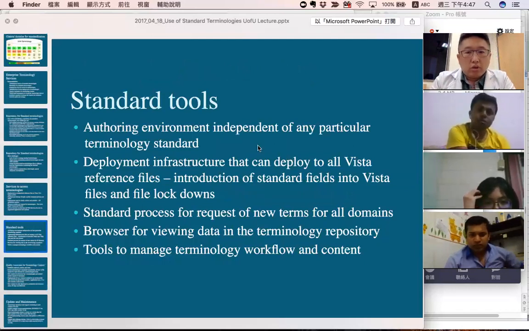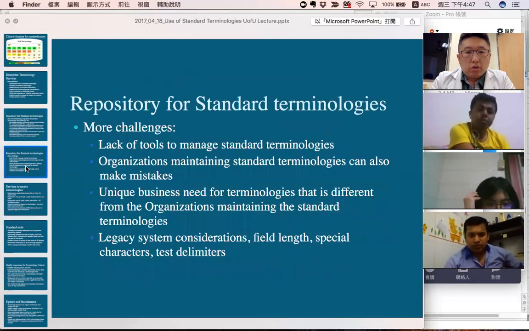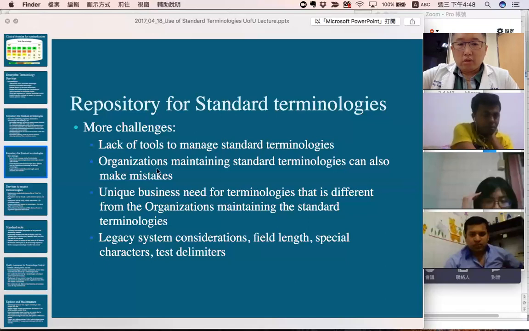Okay, so for standard terminology, I think we have already had some introduction about SNOMED, ICD-9, National Drug Code, different codes, so we don't go through it again. The challenges for time, I think we already covered that. We don't have a tool. Actually, personally, I created a LOINC mapping tool. I think this can be useful. The organization's maintenance is important because they could easily make a mistake. I think I already showed you that even with LOINC, they can easily have a very funny mapping error.